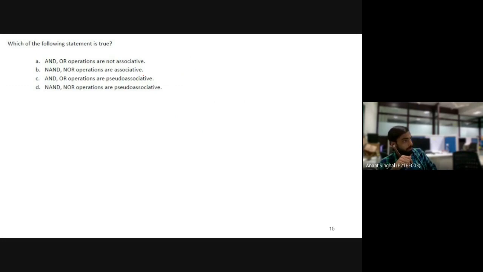This is one of the theoretical questions. Can anyone tell the correct answer to this? I'll tell you what associative means. Associative means nothing but x plus y should be equal to y plus x, or x into y should be equal to y dot x.